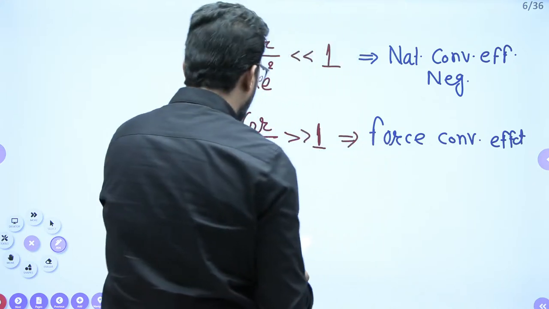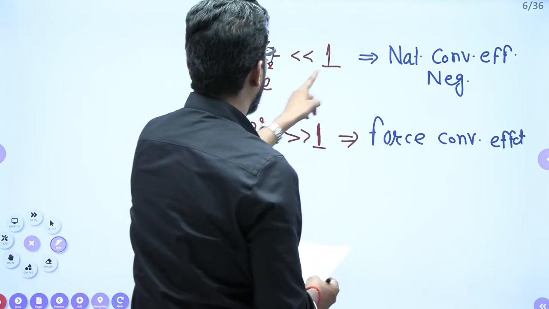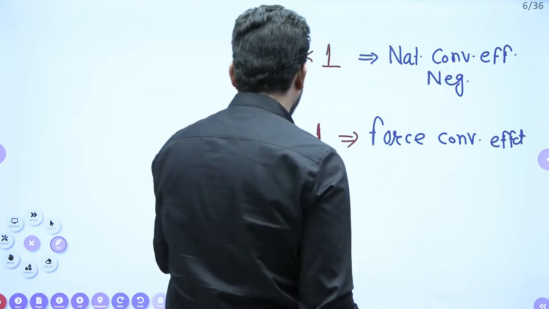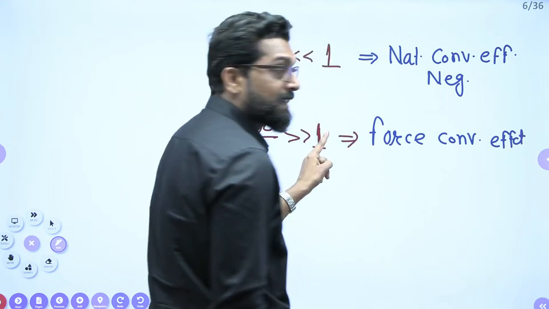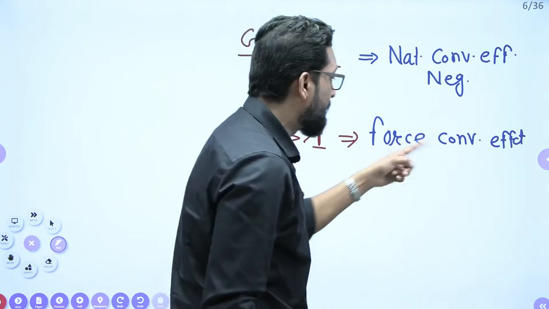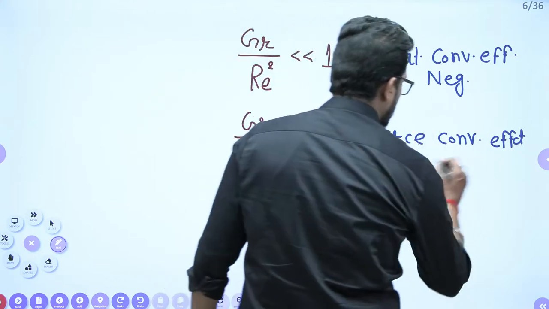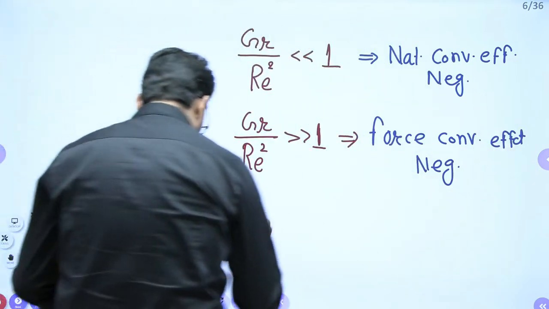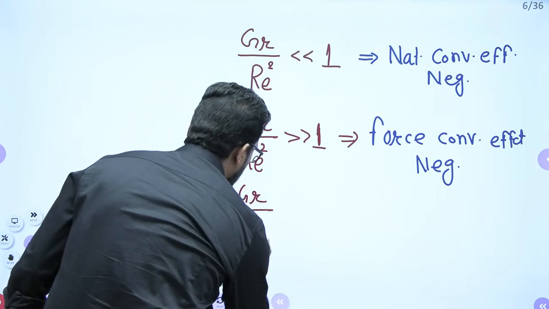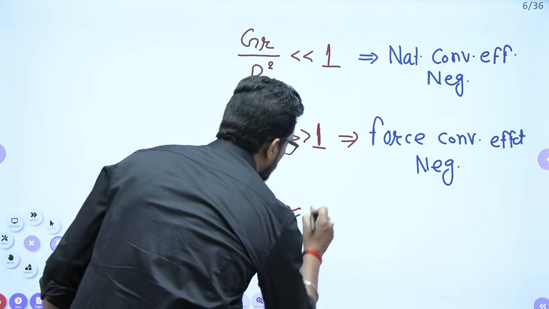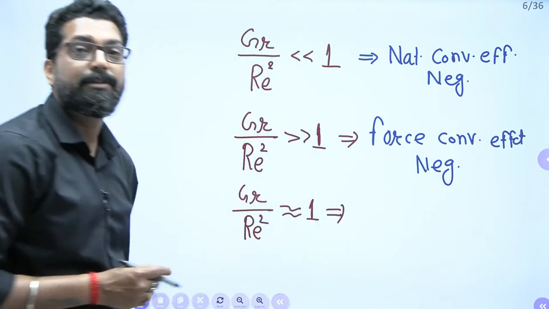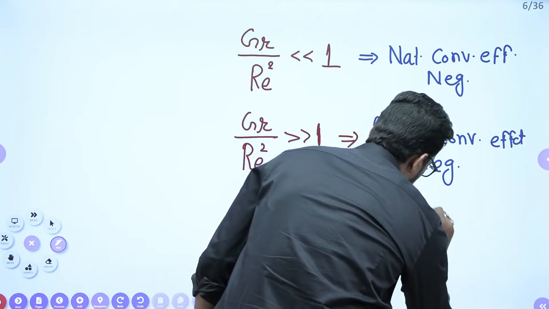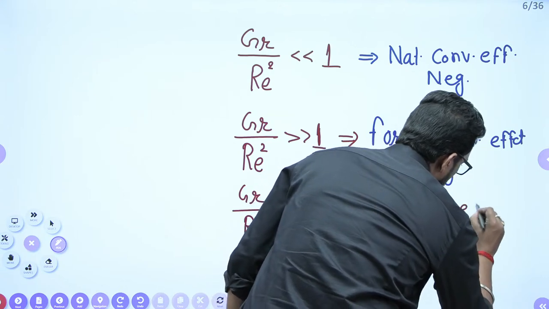If the Reynolds number is higher, the natural convection effect is negligible. If the Grashof's number is higher, natural convection is dominating, and the forced convection effect is negligible. Now, if Grashof's number divided by Reynolds number squared is approximately 1, we cannot neglect either. That means both effects are significant.